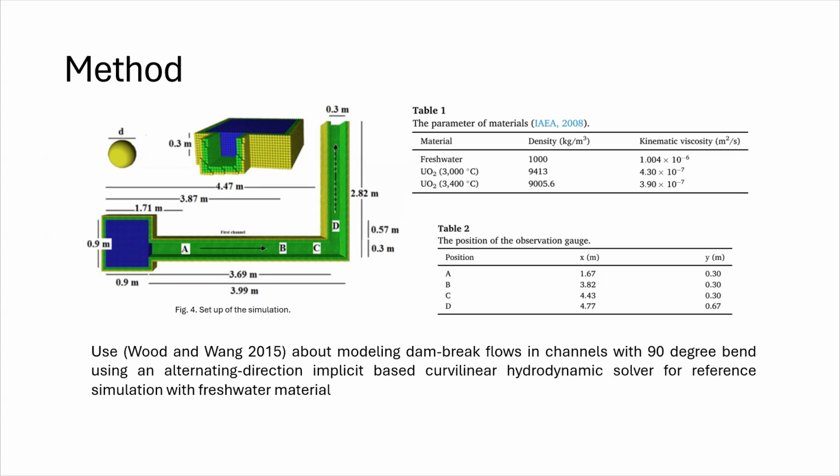There are three materials they investigate in this paper: freshwater, uranium dioxide at 3000 degrees C, and uranium dioxide at 3400 degrees C. And there are four positions where they will observe the simulation. The labels are A, B, C, and D, with positions in table 2.